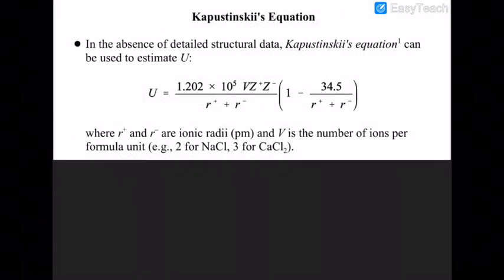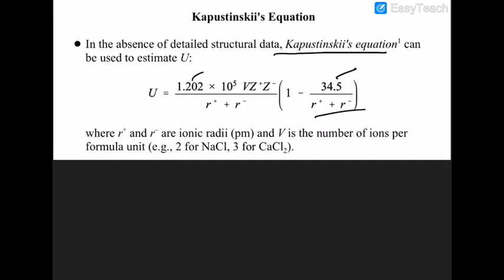Now if the detailed structure of the compound is not known to you, then you can use the Kapustinskii equation to determine the value of lattice energy also. The equation says that the value is 1.202 into 5 V into charge on cation into charge on anion divided by radius of cation plus anion, multiplied by 1 minus 13.4 by radius of cation plus anion.